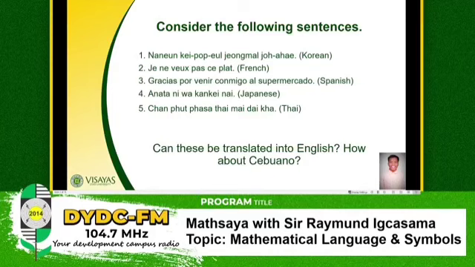But how to do that? You have to study it first, and how to translate these languages into English and into Cebuano. And the same is true in our discussion for this afternoon. We'll be learning how to translate mathematical languages and symbols.